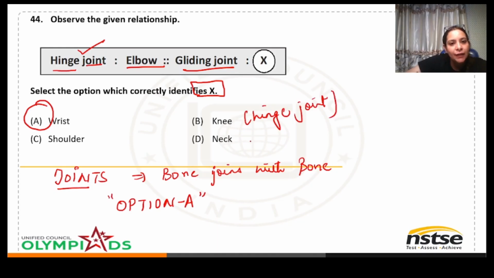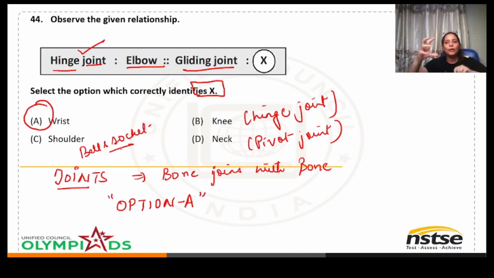And in case of neck, it is a pivot joint, because here the rotation is possible. And shoulder is a ball and socket joint, where one bone end is rounded and the other has a depression where one can fit into another. So which answer is right? Option A, that is wrist. Wrist is a gliding joint.